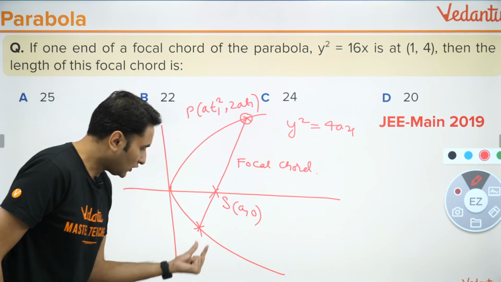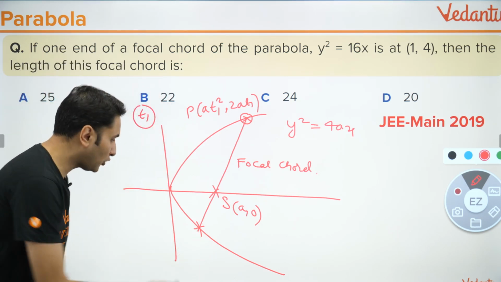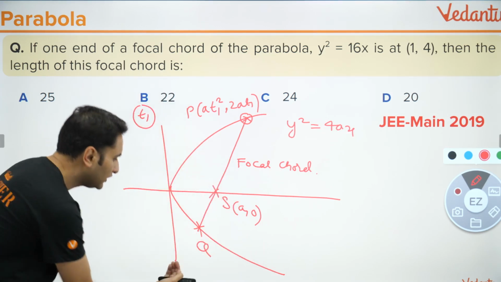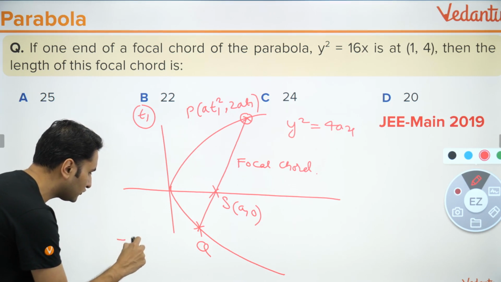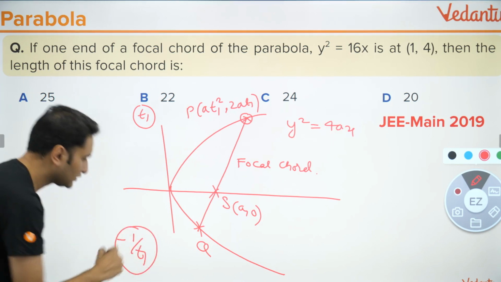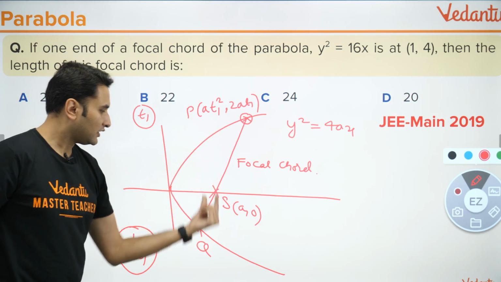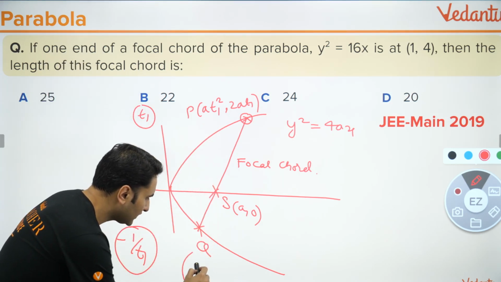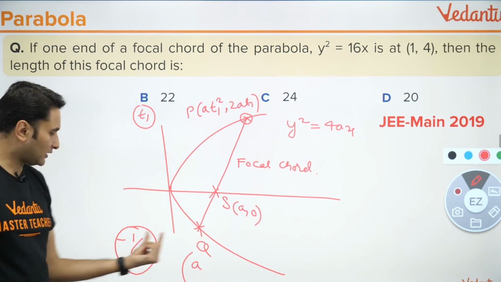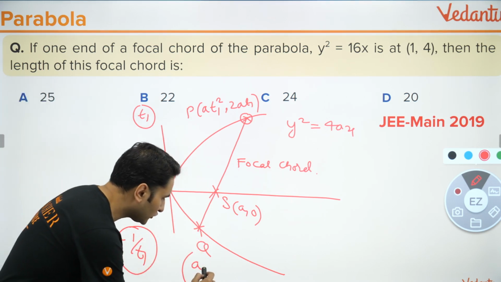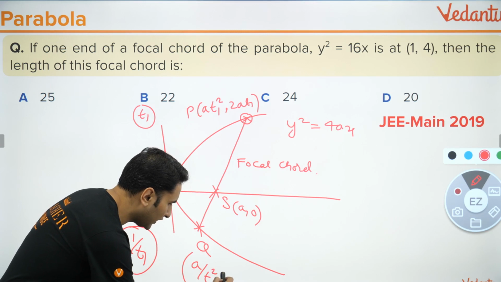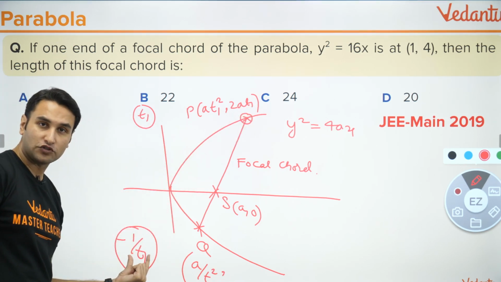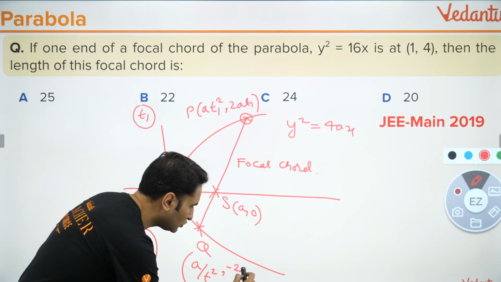Then always remember, the parameter of this point Q, which is the other end of the focal chord, will always be minus 1 upon t1. If its parameter is t1, then the other parameter will be minus 1 upon t1, giving you this point as at square comma 2at. In the place of t, it is minus 1 upon t1. So it will become a upon t1 square comma minus 2a upon t1.